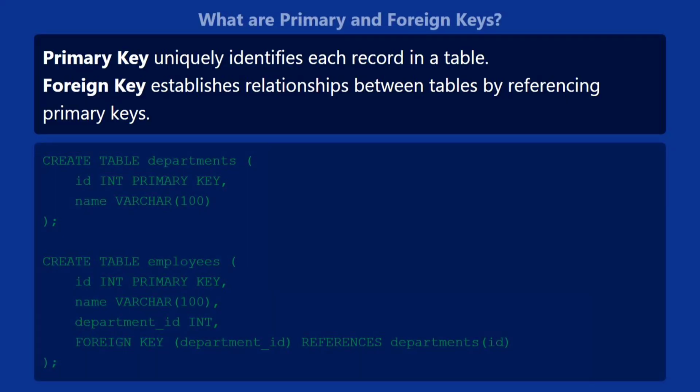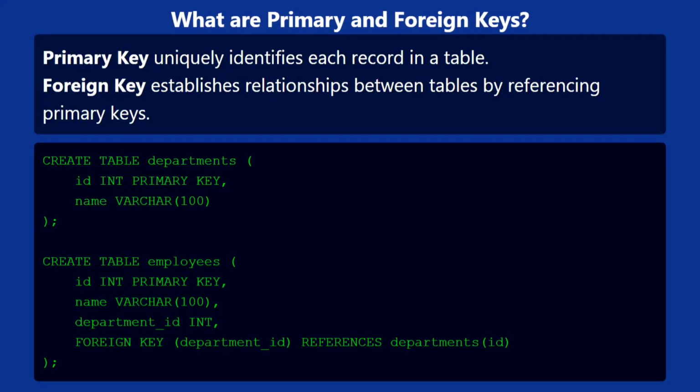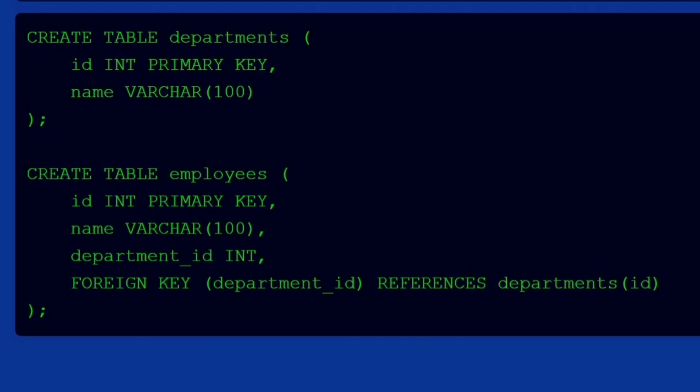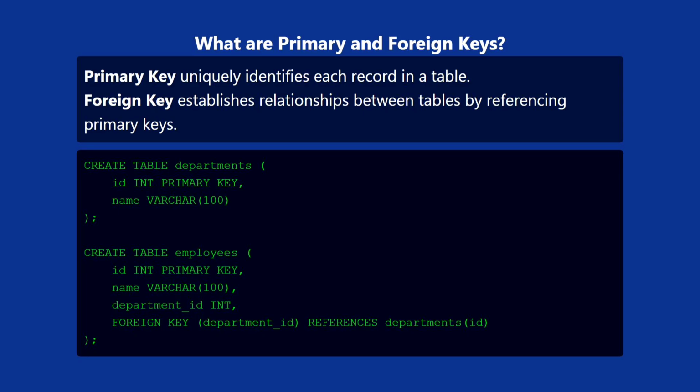Next question is, what are primary and foreign keys? A primary key uniquely identifies each record in a table. It must contain unique values and cannot be null. In the example, the ID column serves as the primary key in both tables. A foreign key establishes a relationship between tables by referencing the primary key. In our employees table, department ID is the foreign key that references the ID column in the department table. This creates a relationship between employees and their department.